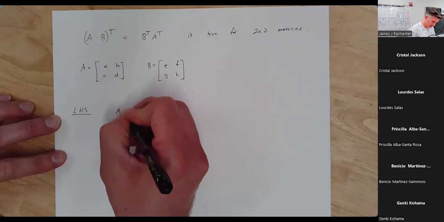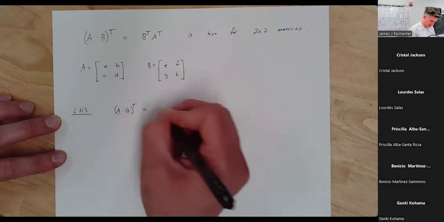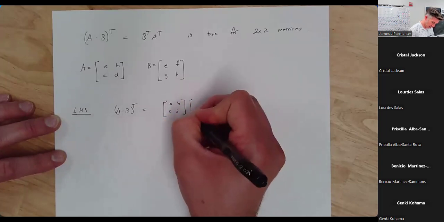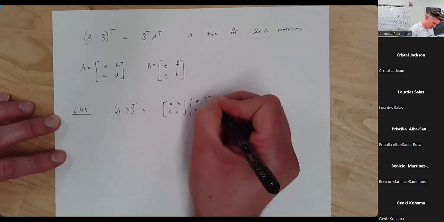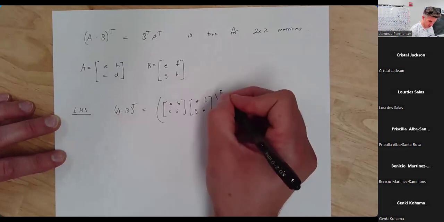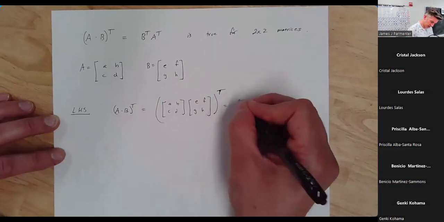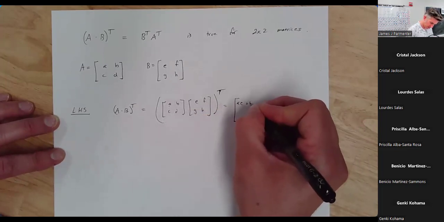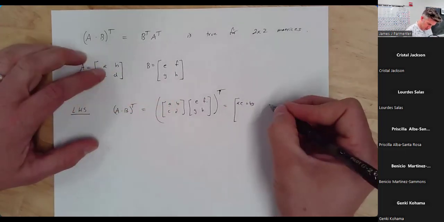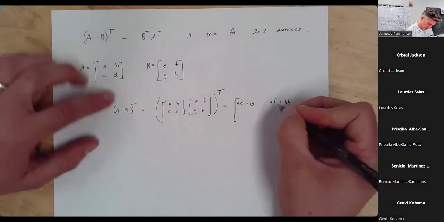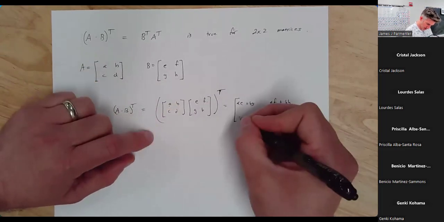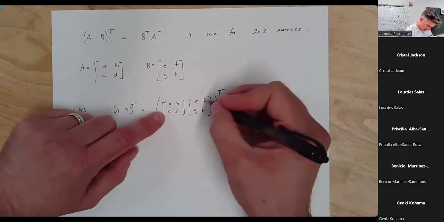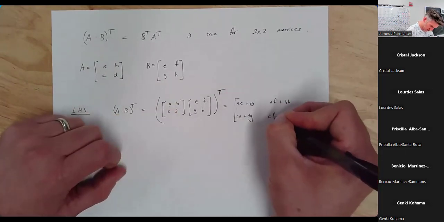So (A times B) transpose. We're just going to multiply the matrices together. So it's going to be a, b, c, d times e, f, g, h. And at the end of the multiplication, we're going to transpose it. So let's see, usual thing, a times e plus b times g. And then a times f plus b times h. c times e plus d times g. So it's important to make sure you write your letters clearly. c times f plus d times h.